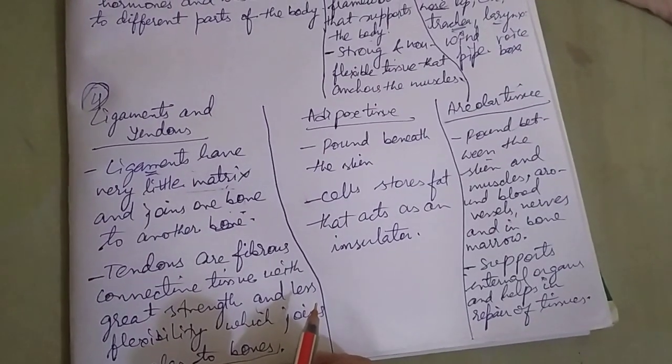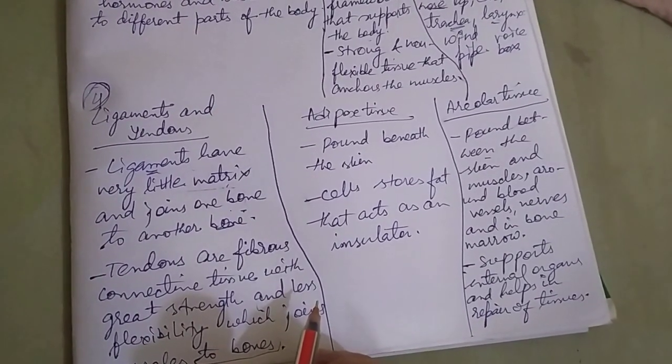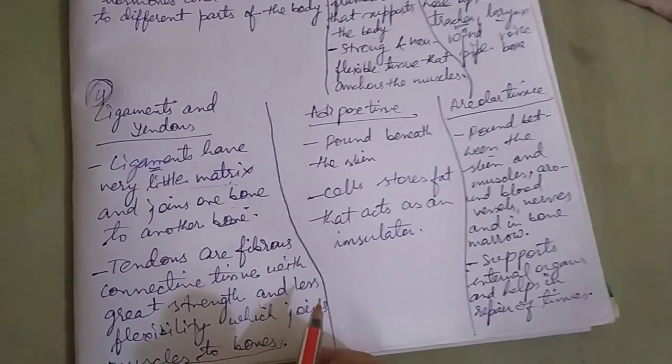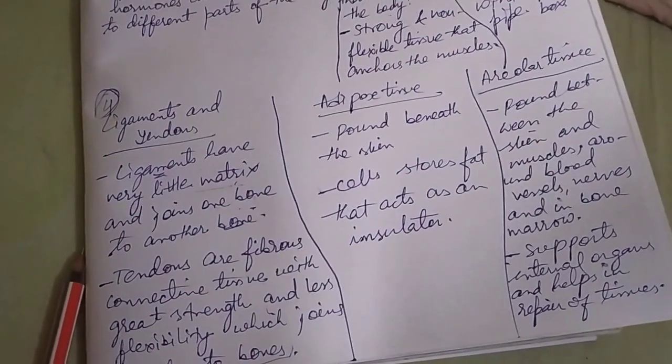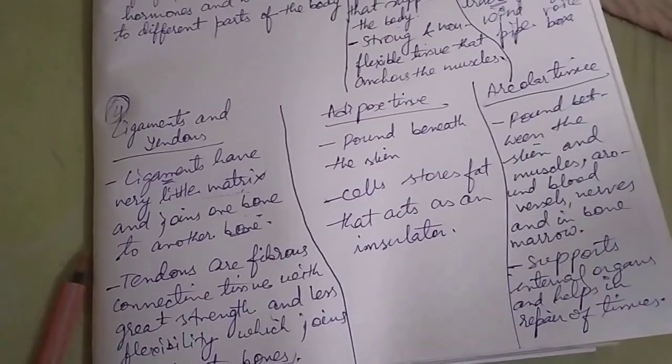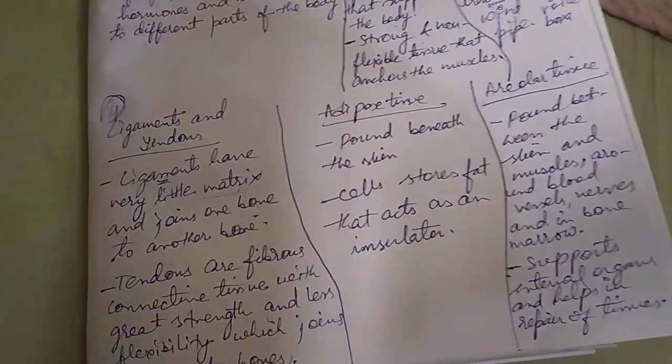The largest tendon in our body is the Achilles tendon. You will find it at the back of your feet. If you touch the back side of your feet, you will find a thread-like, fibrous structure. That is the Achilles tendon, which is the largest tendon in our body.